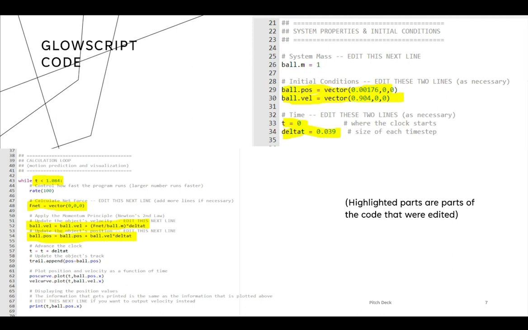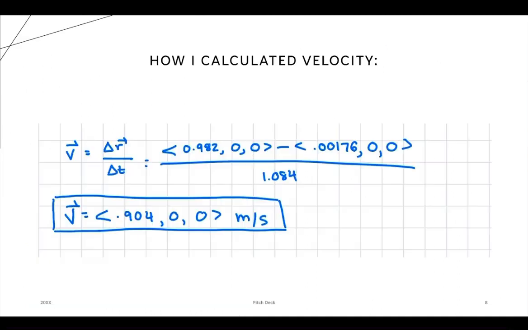The total time taken was 1.084 seconds, which is why the calculation loop is for time less than that. The F-net is 0 because acceleration is 0. And the ball velocity and ball position were updated using the update formulas I showed in the background information section.